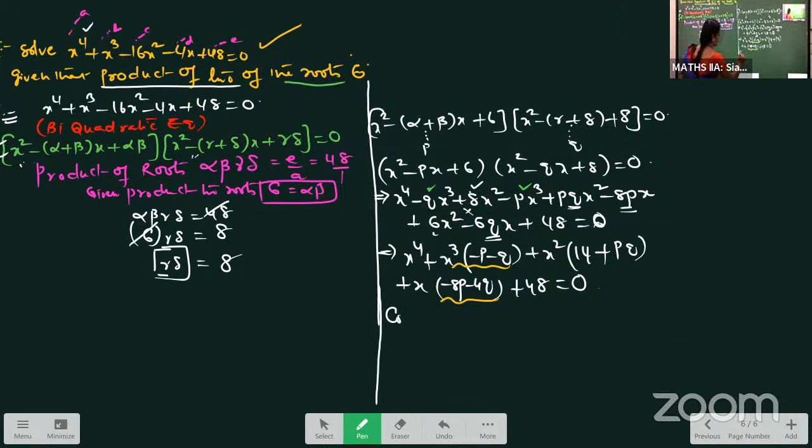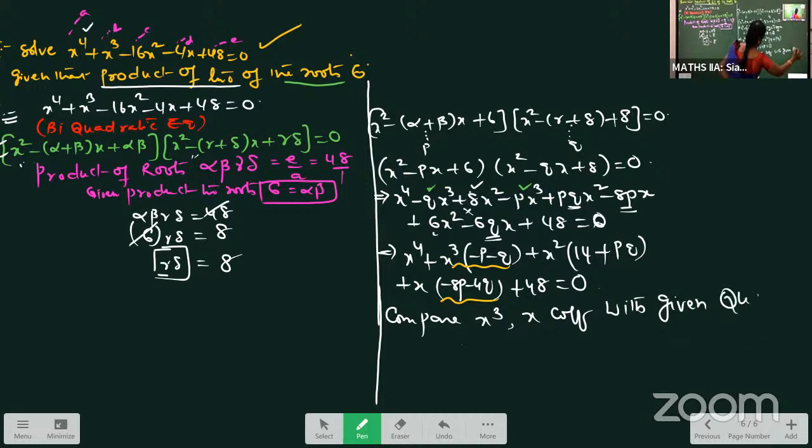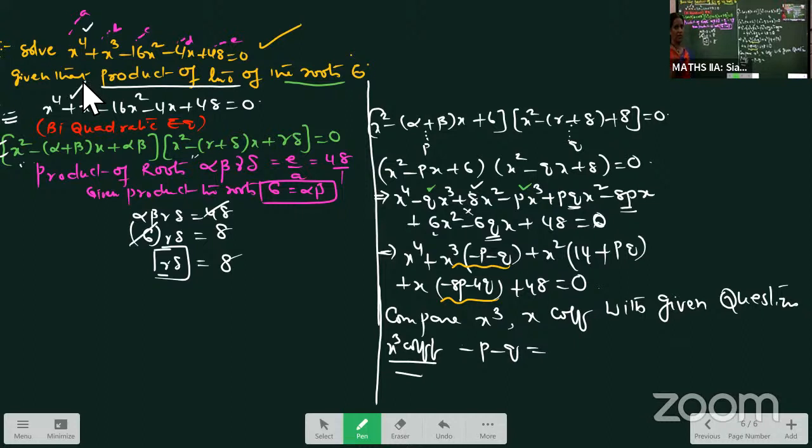Now compare the x cube and x coefficients with the given question. So what is the x cube coefficient here? The x cube coefficient here is minus p minus q, and on the other side the x cube coefficient is 1 only. Nothing is written for the x cube coefficient, so take that as 1.